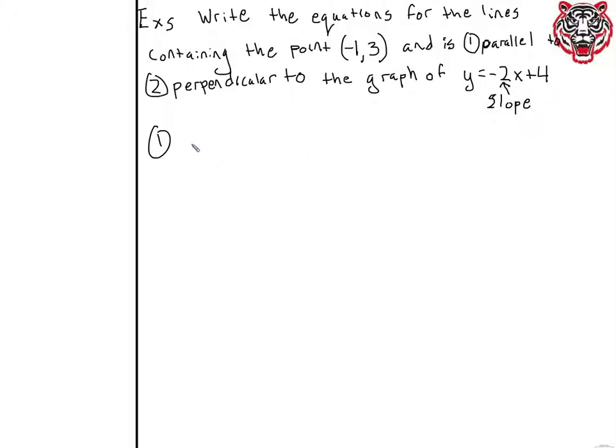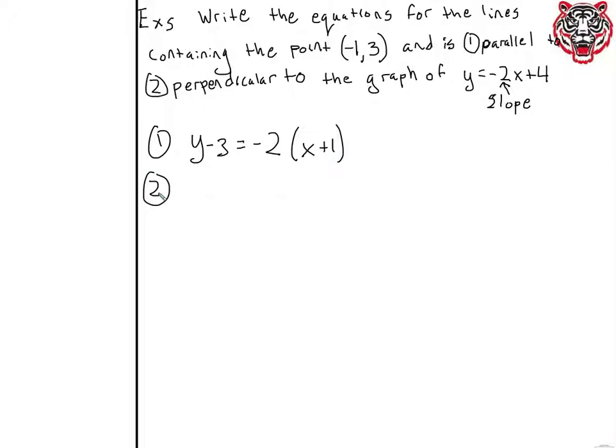Point slope form makes it pretty easy. You do y minus, okay, what is the point? Y minus 3 is equal to our slope. If we want it to be parallel, we need the same slope, -2. And then we need to do x minus -1, so I'm just going to go +1, and I'm done.